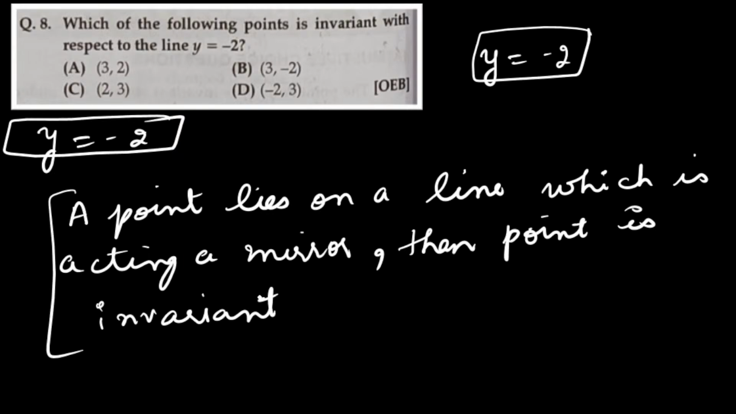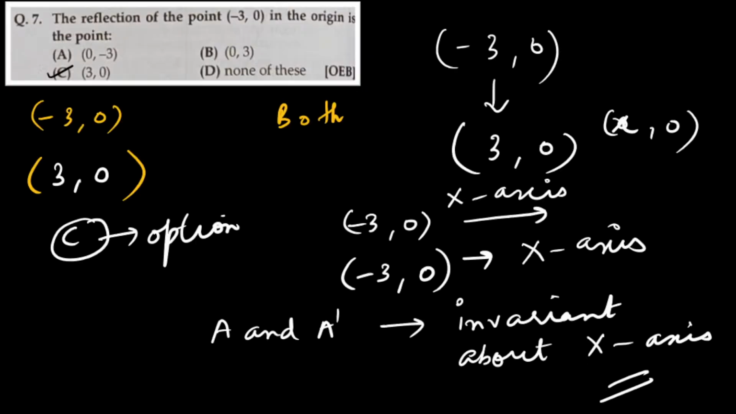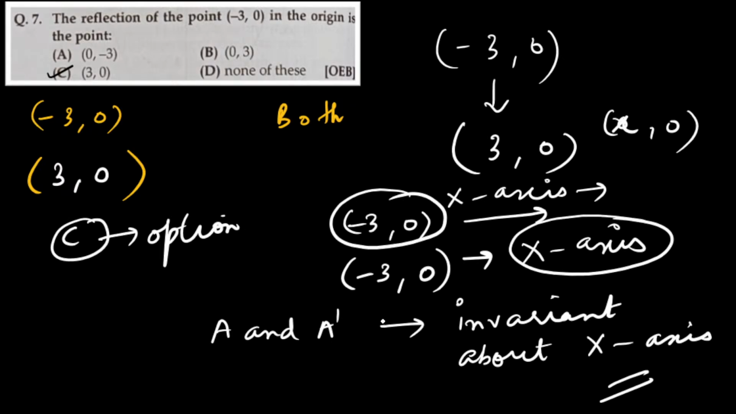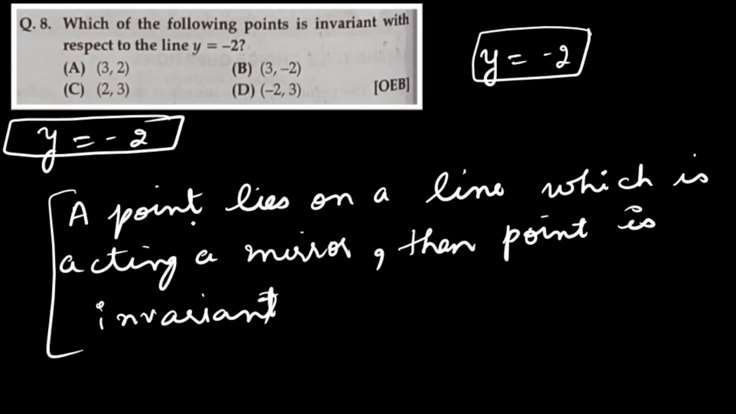Like previously I told you, the point (-3, 0) lies on the x-axis, and if reflection is happening in the x-axis only, in that case the point becomes invariant. Same way now for this line. It's very simple. With just a short trick you can see at which point y's value is -2.